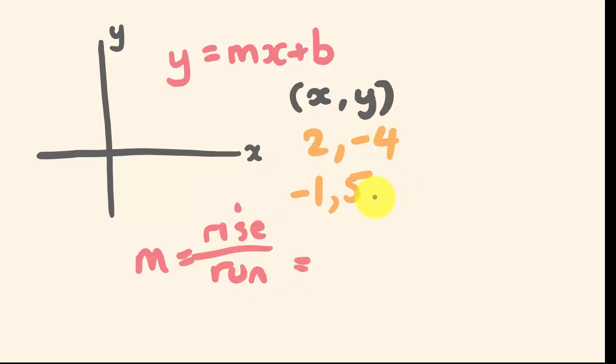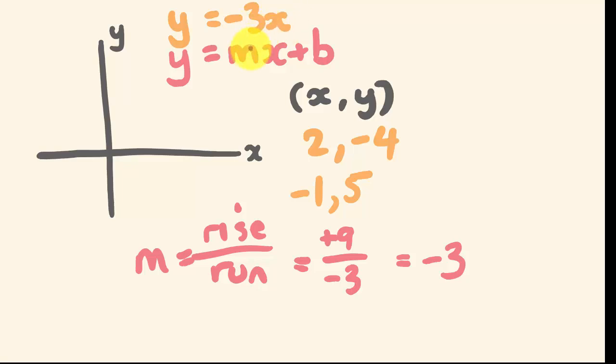As we go from negative 4 to 5, you'll say, okay, we've gone from negative 4 to 0, which is 4, and then 5 more, so we've gone up 9, positive 9. And this is the run here: as we've gone from 2 to negative 1, you're going to say, hey, wait a sec, we haven't gone up, we've actually gone back 3, we've gone down 3. So this is a negative 3. So 9 over negative 3 equals negative 3. Our equation here is going to be y equals negative 3x plus something or minus something.